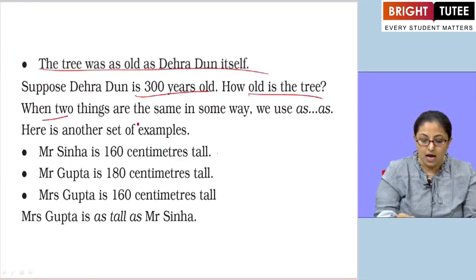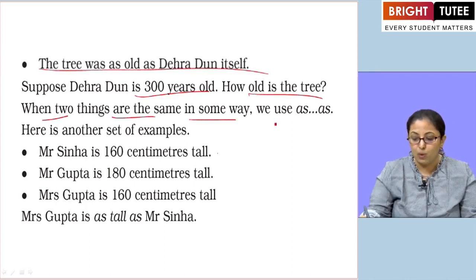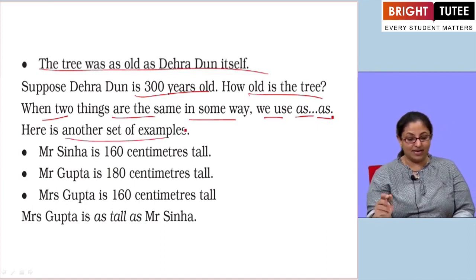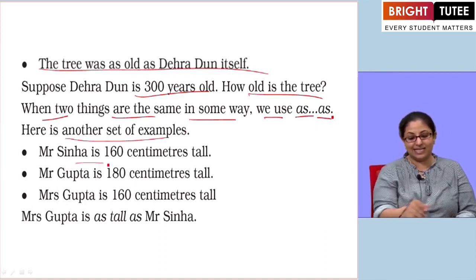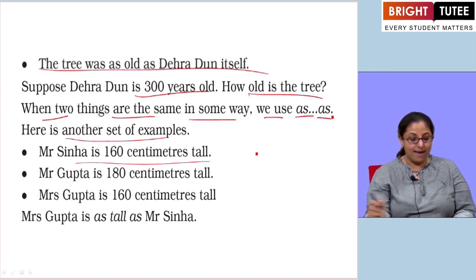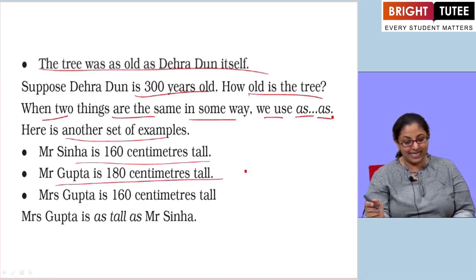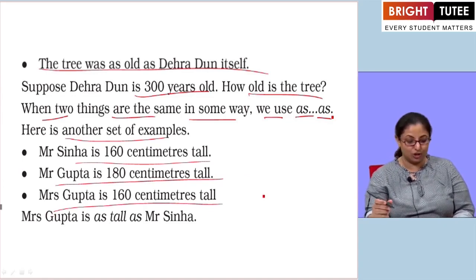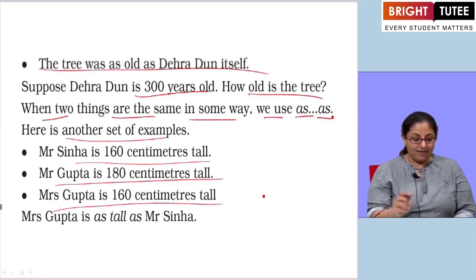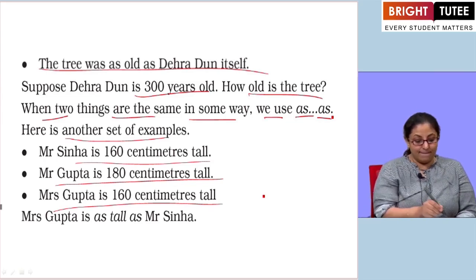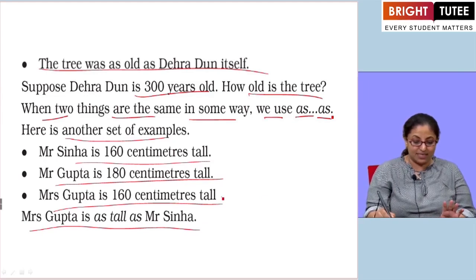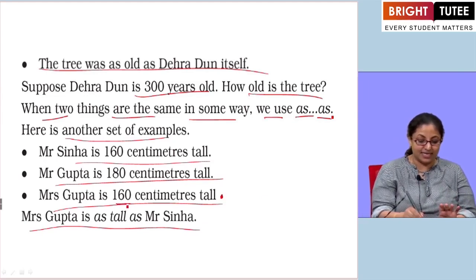When two things are the same in some way, we use as. Now the examples are, Mr. Sinha is 160 centimeters tall. Mr. Gupta is 180 centimeters tall. Mrs. Gupta is 160 centimeters tall. Now, they have given you the example, Mrs. Gupta is as tall as Mr. Sinha. Now, Mrs. Gupta here is 160. Mr. Sinha here is 160.